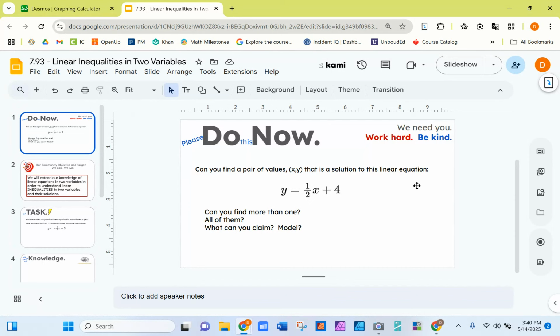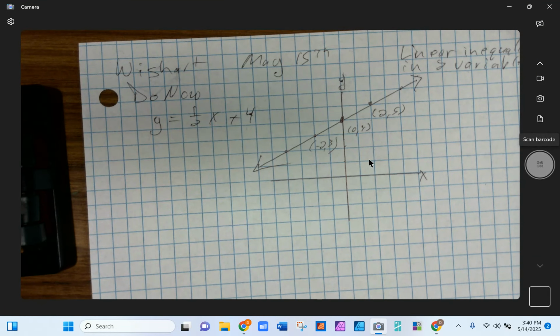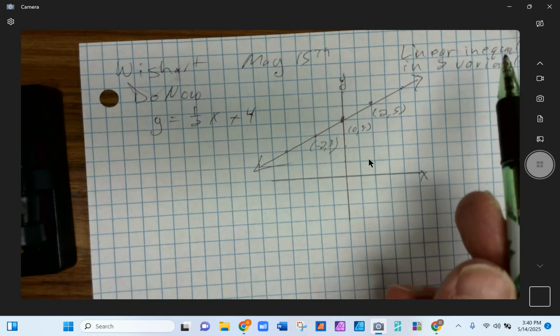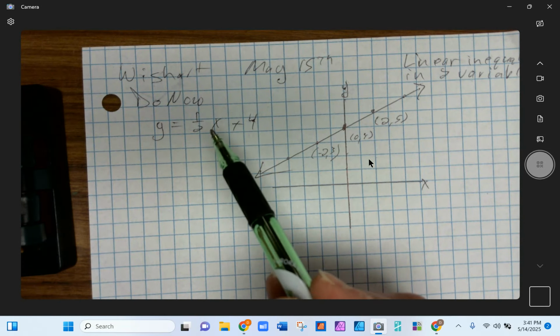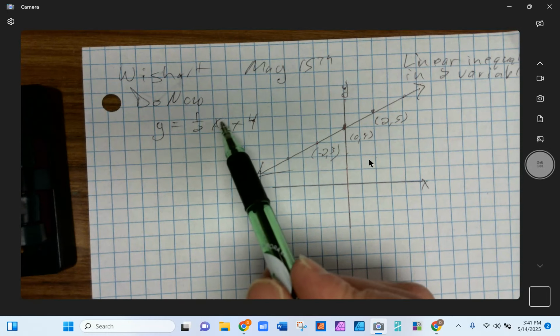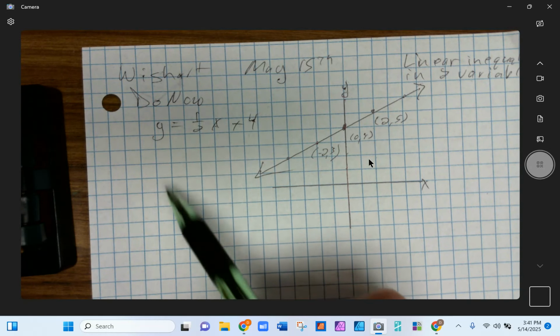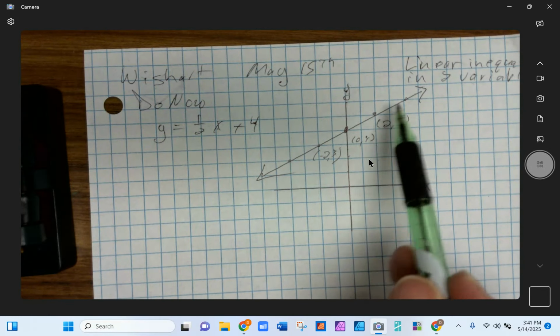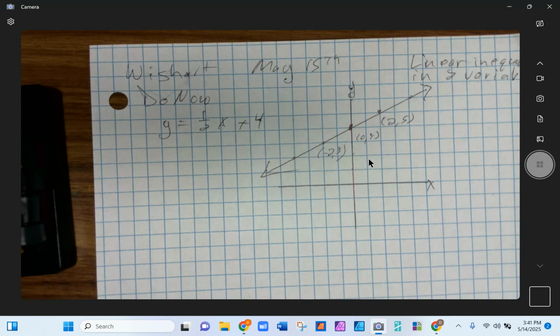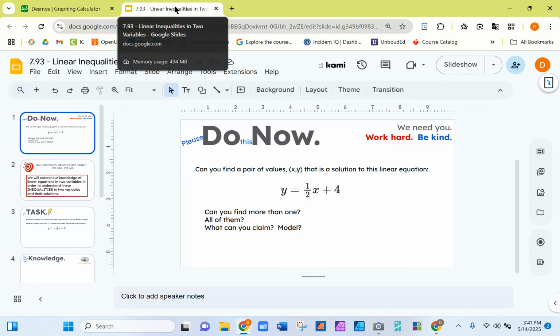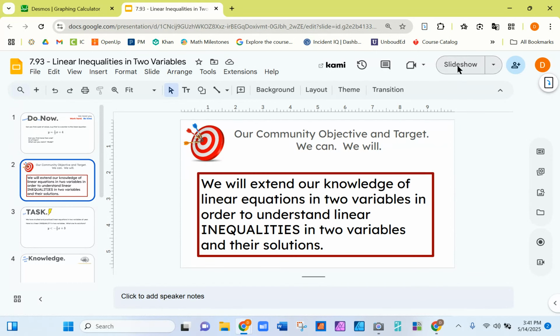What can you claim? What can you model? Well, there are an infinite number of solutions because this line goes on forever. It just depends on when you start pinning it down, whether you start defining an x or a y, and then you are able to generate the other value for that. But yes, there's an infinite number of points on this line, so there are an infinite number of solutions.